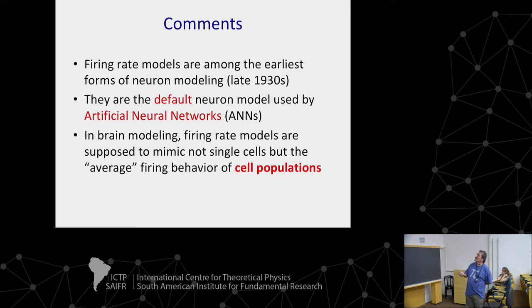So firing rate neurons, historically, are among the earliest forms of neurons used, from the late 30s. They are the default model for artificial neural networks, as I said. And if you want to model the brain with artificial neural networks, usually you say that a rate model would capture the behavior of a population of cells. And then your variable would be the average firing rate of all the cells in that population.